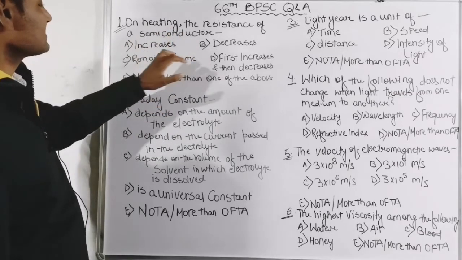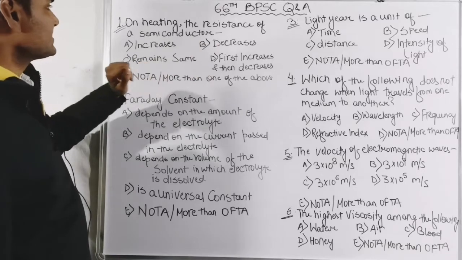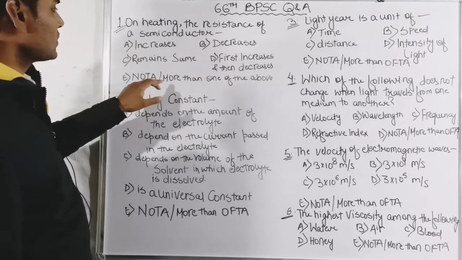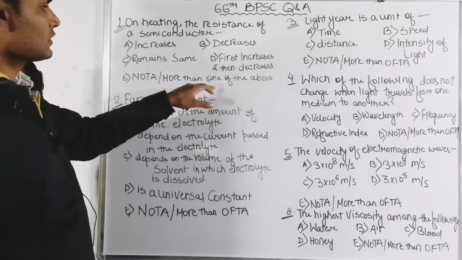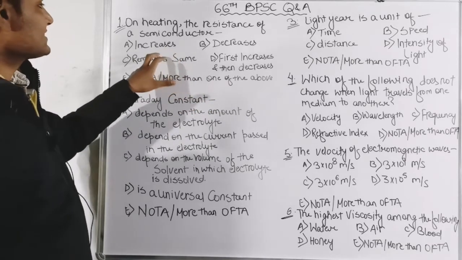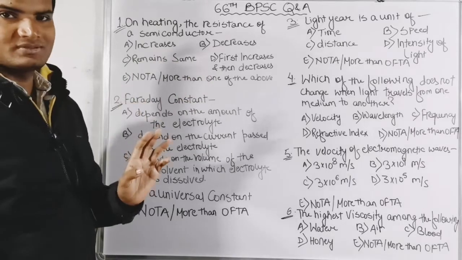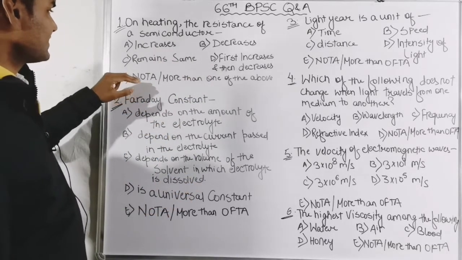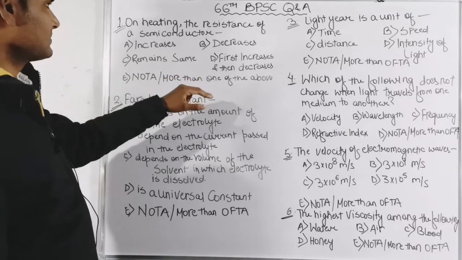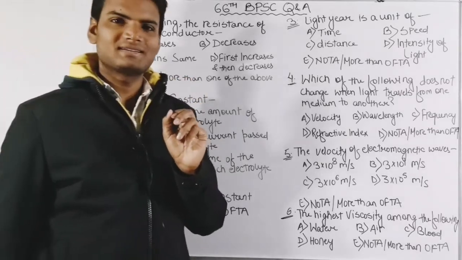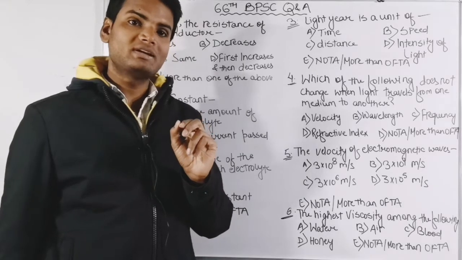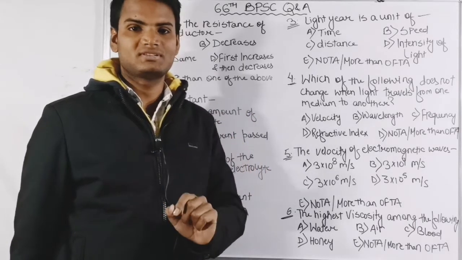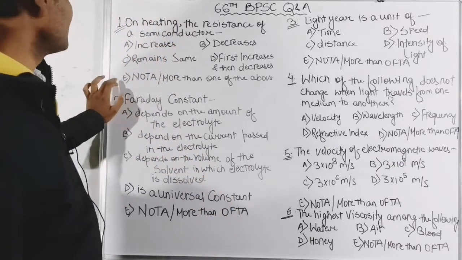First is increases, decreases, remains same, first increases then decreases, none of the above, or more than one of the above. As you can see, these 4 options are direct, nothing in that. But this 5th option, none of the above or more than one of the above, is quite a trick. There could be more than one correct option, or there could not be any. Then in that case, it should be the answer.